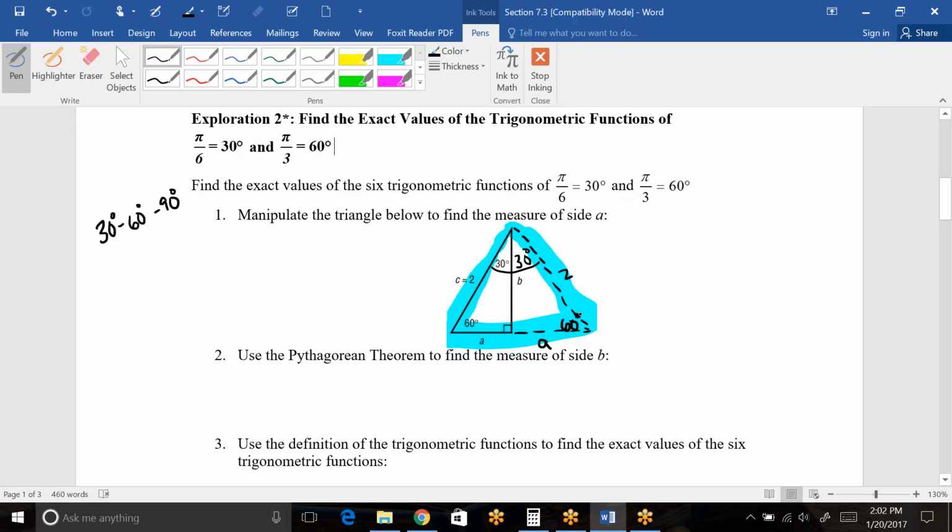In a 60, 60, 60 degree triangle, you're equiangular, equilateral, which means all of your angles are the same, so they're all 60 degrees, and all of your sides are the same. So what that means is that A plus A equals 2, because this and this have to equal the same as these. So that means that A is actually 1. Okay, so let's redraw just the 30, 60, 90 triangle.